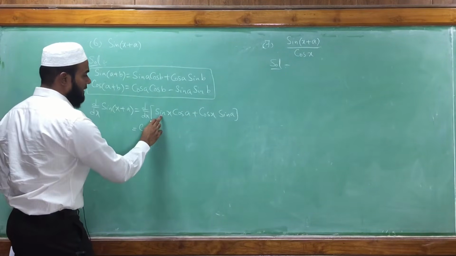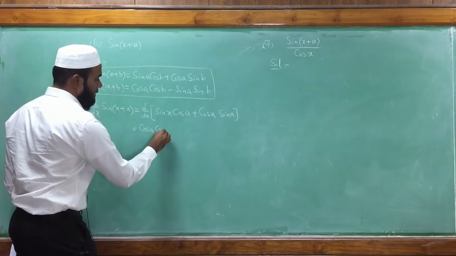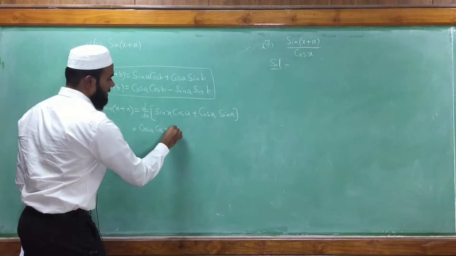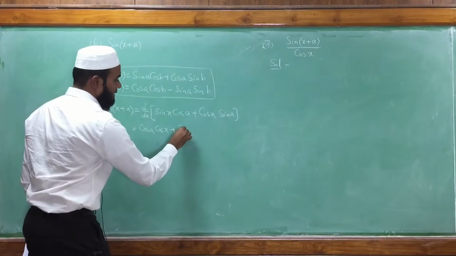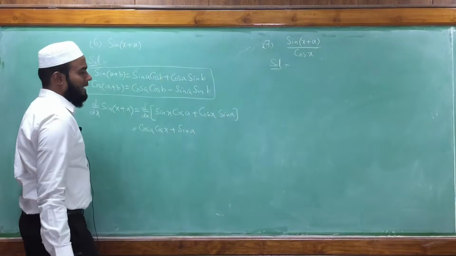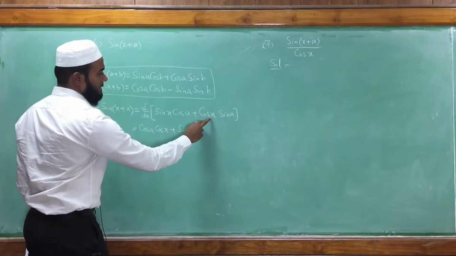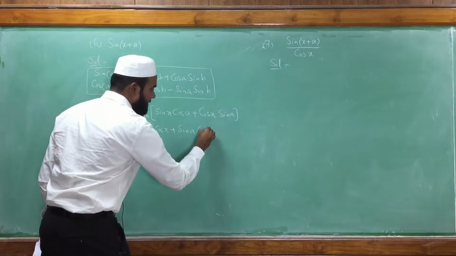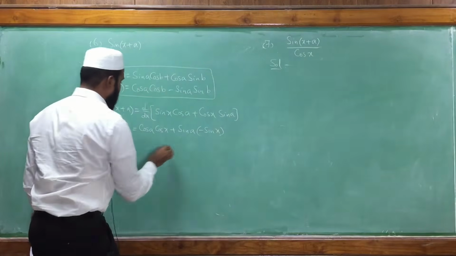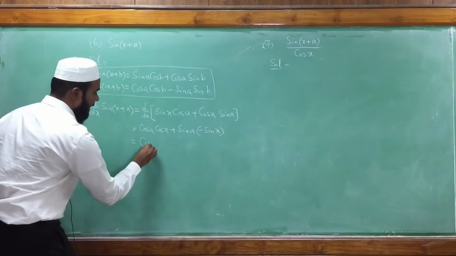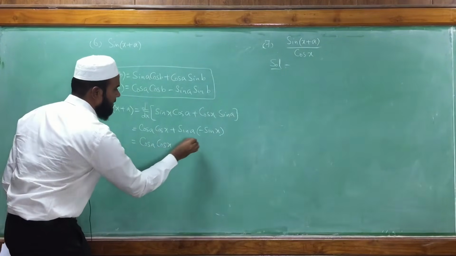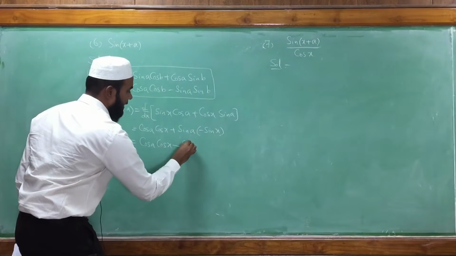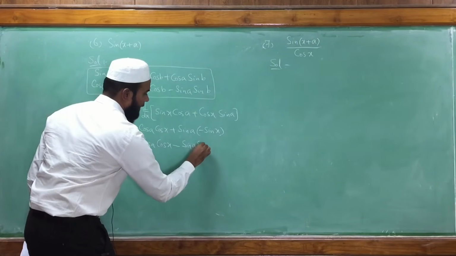Derivative of sin x is cos x, and plus sin a as it is. Then what will remain? Cos x. Derivative of cos x is minus sin x. Further, this can be written as cos a into cos x minus sin a into sin x.